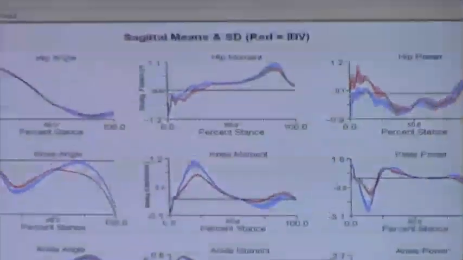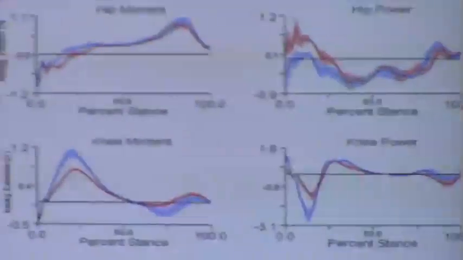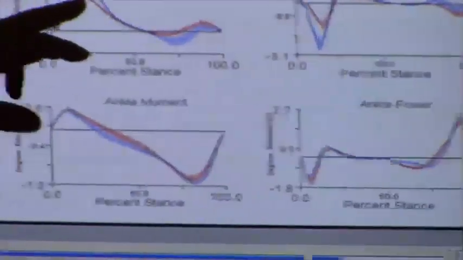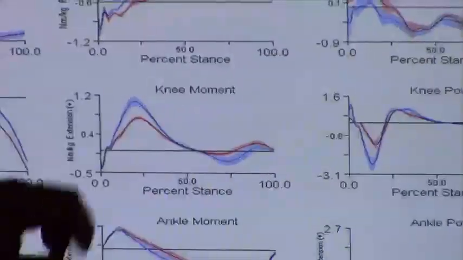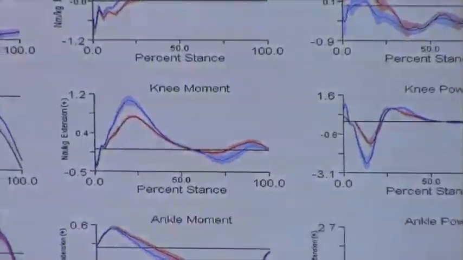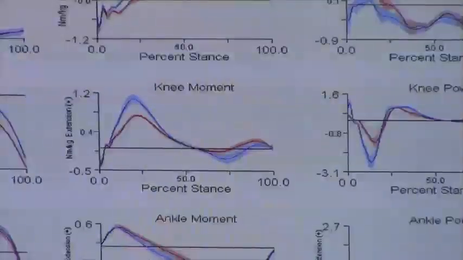Something really indicative of someone who has torn their ACL is they don't like to generate much of a knee moment. You see the difference there between the red and blue line? That means that person is basically trying not to use that knee to generate force.